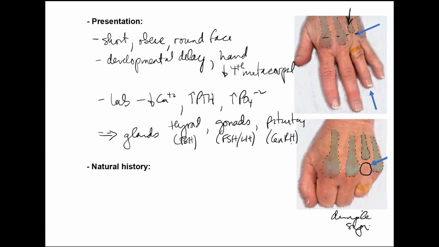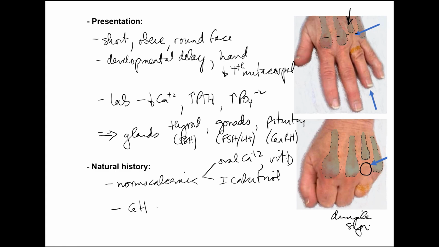The treatment is one really of trying to reestablish normal calcemia. And so chronically, this is the usual oral calcium and vitamin D supplements. Some people have found use with calcitriol. And then because they're small, they're often given growth hormone for size.